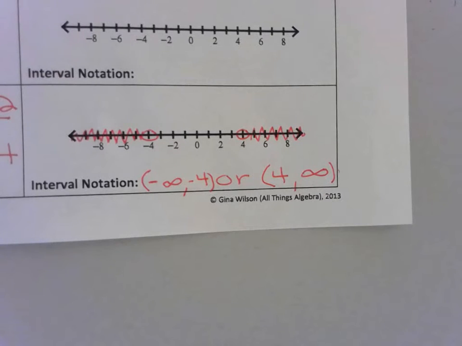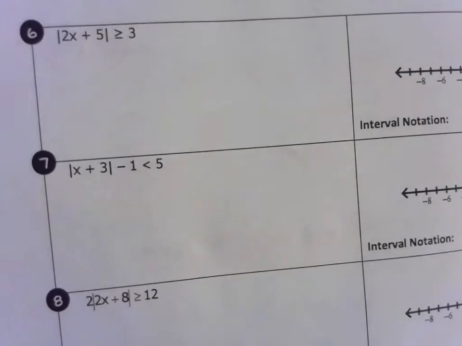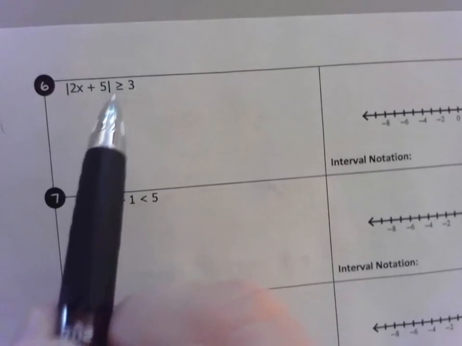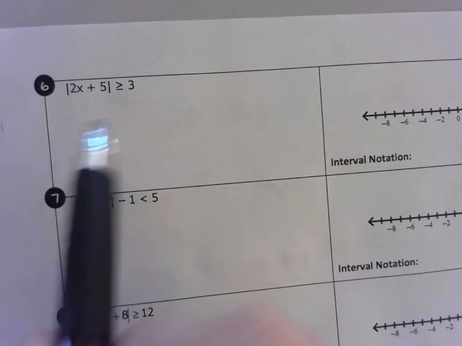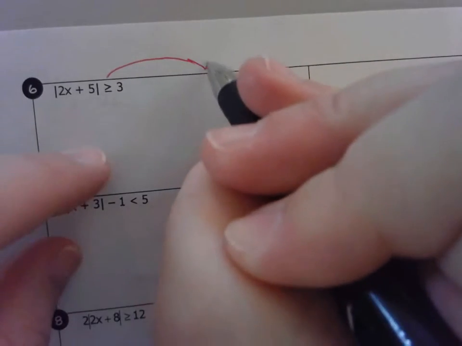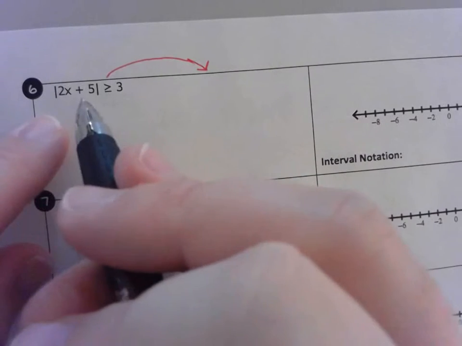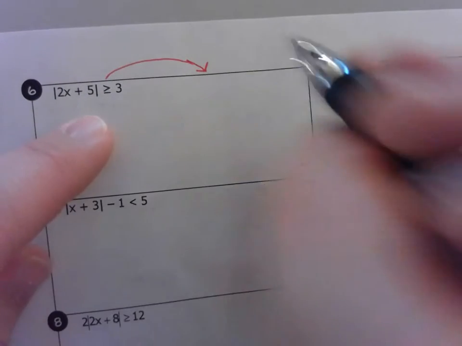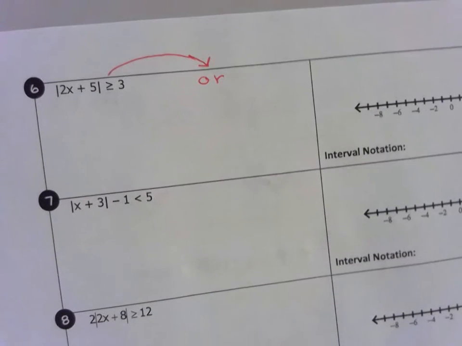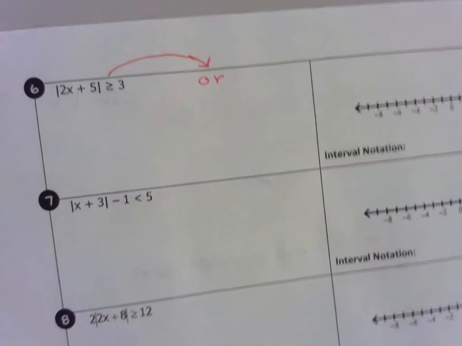Okay, let's look at one more. Let's look at 6 real quick, and then I'll let you start the homework. Top of the back page. Okay, the absolute value is alone. It's isolated, so we can decide whether this is and or. Is this, by looking at the symbol, and or? The absolute value is greater or equal to, so this is or. So it's going to look just like yesterday. We're thinking they're going to go in opposite directions like we did yesterday.